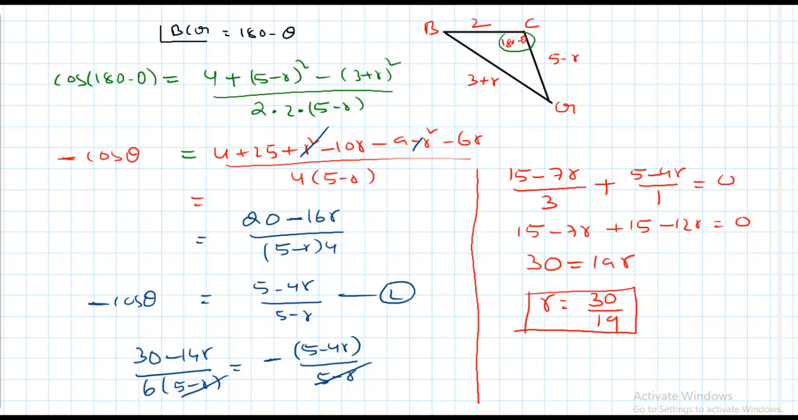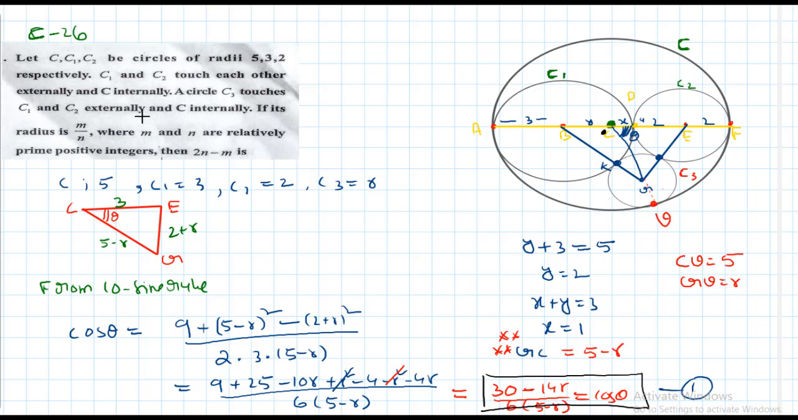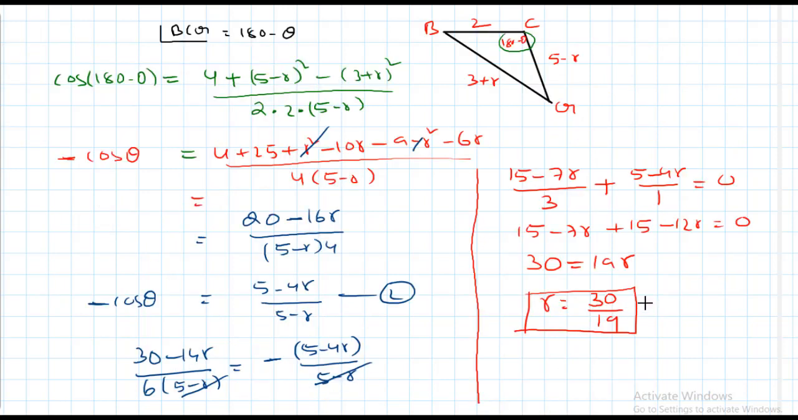Now you want to see what is given and what you want to find. It is given in the form of m by n. So the radius of the smaller circle is m by n, where m, n are relatively prime numbers. Then we want to find the value of 2n minus m. 30 and 19, their GCD is 1 only. Directly I can say that m equal to 30 and n equal to 19.